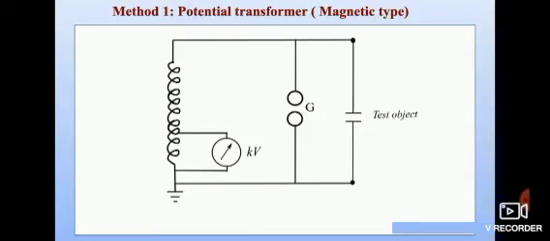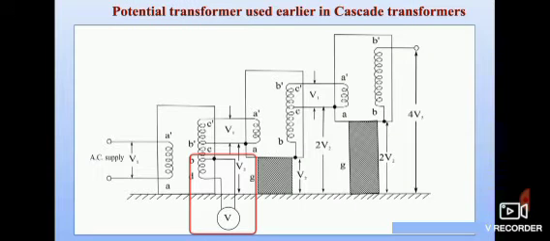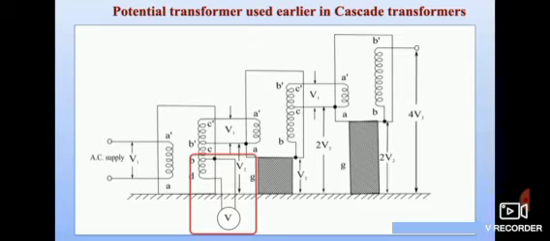First one is the RMS value measurement, that is the potential transformer method using magnetic type. The figure shows the magnetic type potential transformer. See the diagram. The first one is the potential transformer, in which we are measuring the value in kilovolts, and there is a spark gap, then the test object. This diagram shows the potential transformer used in cascade with the testing transformers.